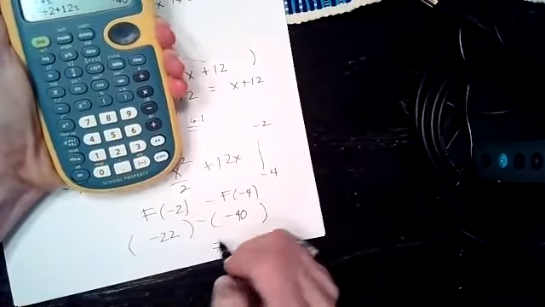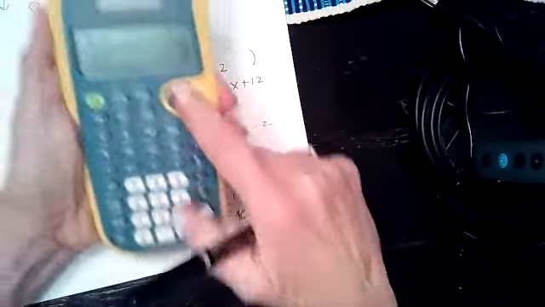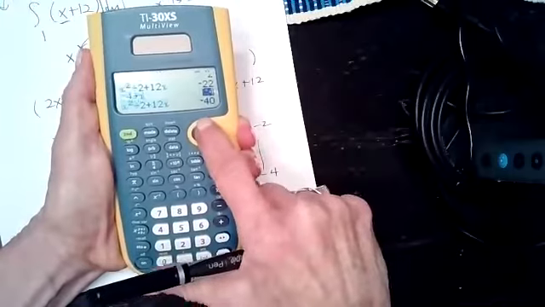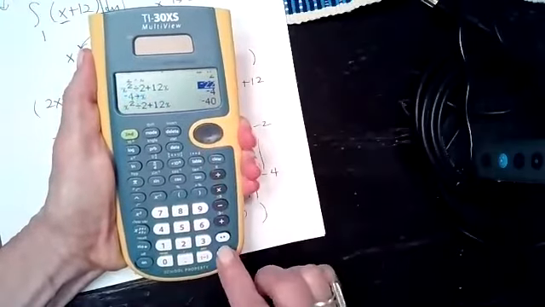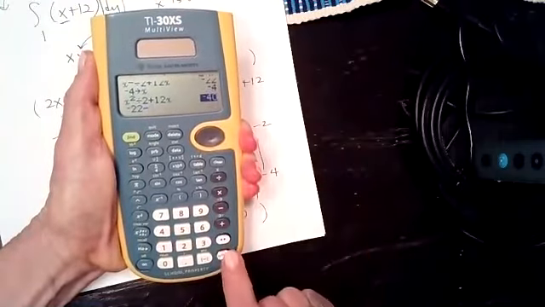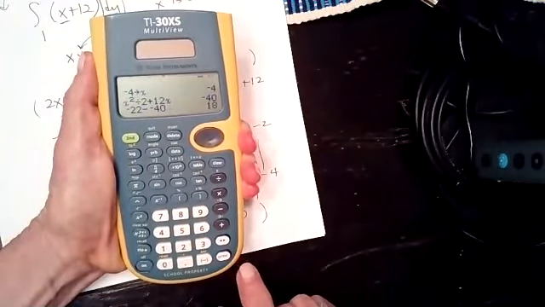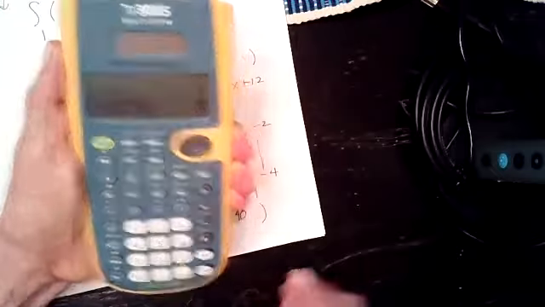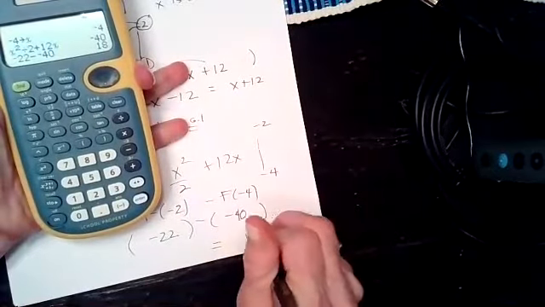And so, you know me, I'm so lazy, I go up and highlight my -2 so I don't make any mistakes and push enter, minus, and I go up and highlight my -40 and push enter again, and I get 18. And that's my answer.